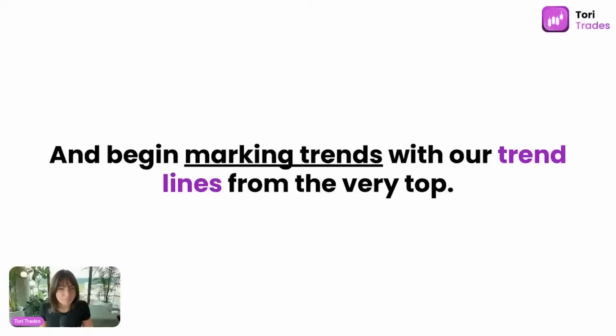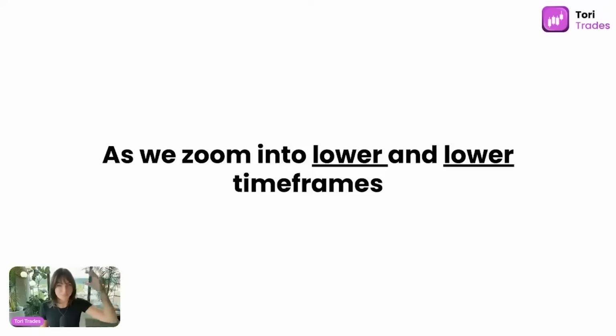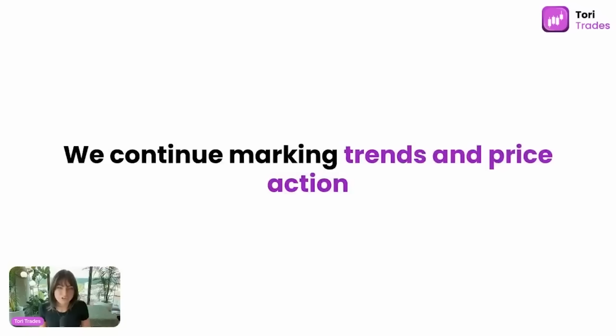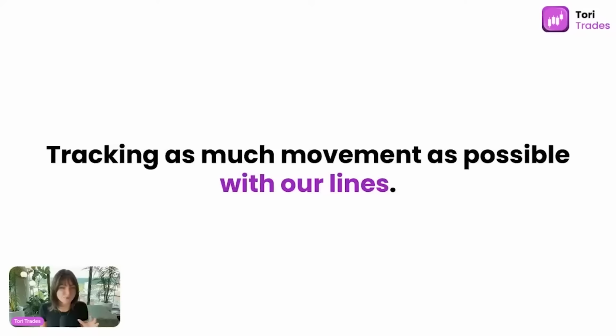As we begin marking up our trends, we need to start from the very top. This is where the top-down analysis, this is where the process and the step comes into play. We start at the top. Then we zoom in lower and lower and lower. We will continue to mark our trends using price action. So we're just trying to track as much movement as possible.